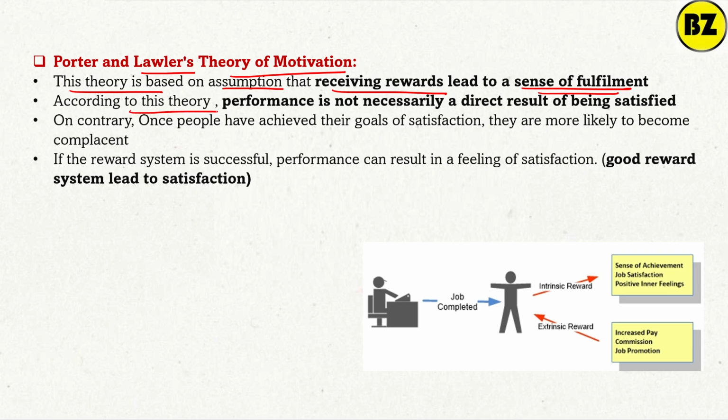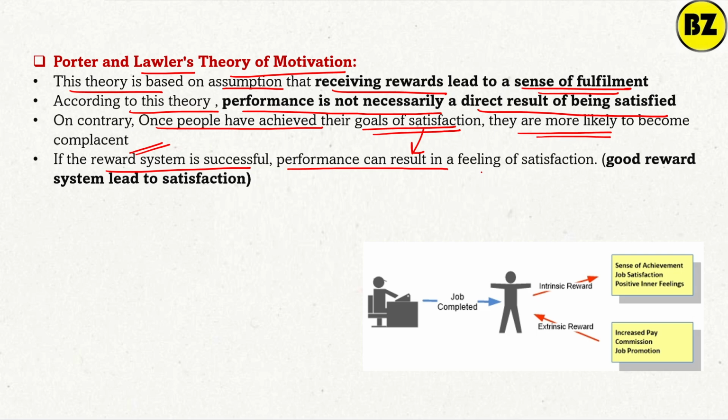According to this theory, performance is not necessarily a direct result of being satisfied. On the contrary, once people have achieved their goal of satisfaction, they are more likely to become complacent. Very simple: first, you should have the goal of satisfaction. So if the reward system is successful, performance can result in the feeling of satisfaction. That means a good reward system will lead to satisfaction, right?